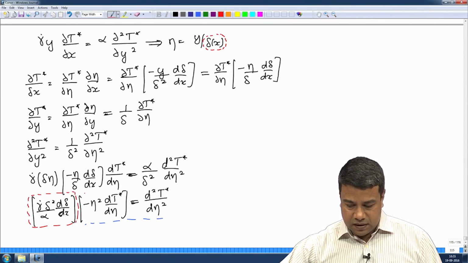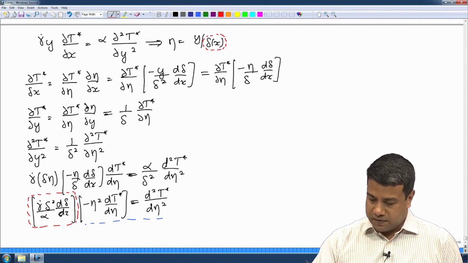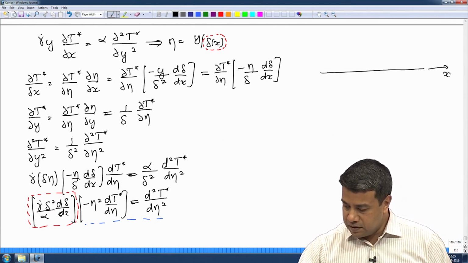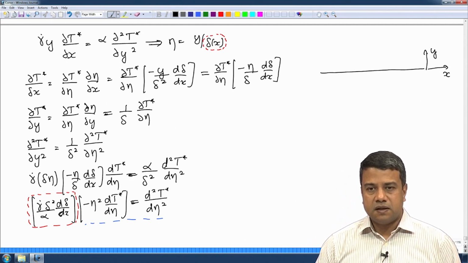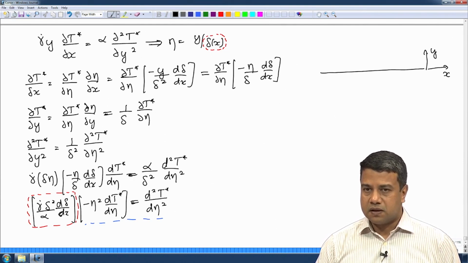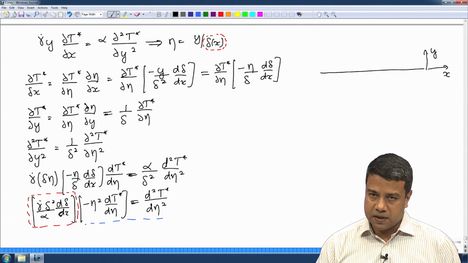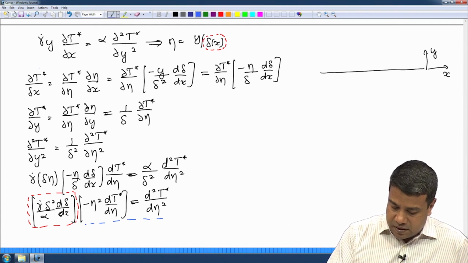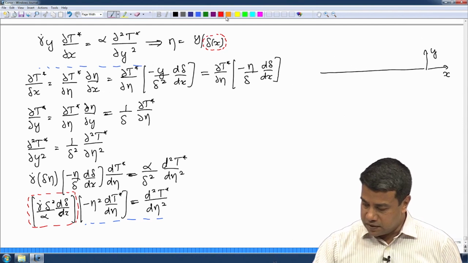Last class I had also tried to give you a derivation of a similarity solution. That similarity solution was based upon the justification that if I scale by the boundary layer thickness for the cross stream direction, then the cross stream diffusion becomes much larger than the streamwise diffusion. Therefore, I can neglect the streamwise diffusion in comparison to the cross stream diffusion, and the conservation equation just becomes a balance between streamwise convection and cross stream diffusion.